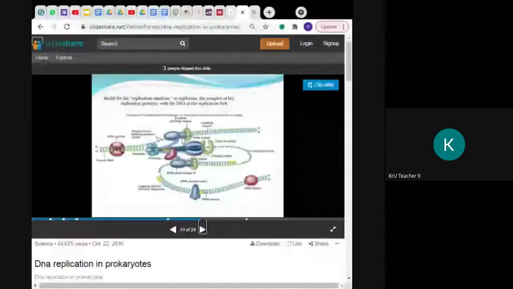This is the replication fork, as we call it, and here you can see the unzipped DNA, and these are the two single strands that are separated, and these are the single-strand binding proteins, this is helicase destabilizing the DNA molecule, and polymerase causing the DNA polymerization, and these are sliding clamps, everything.